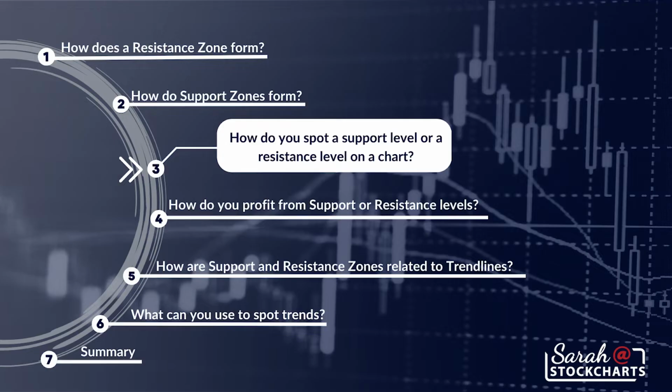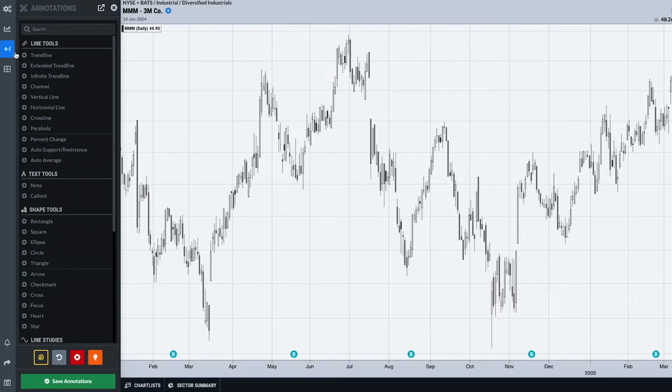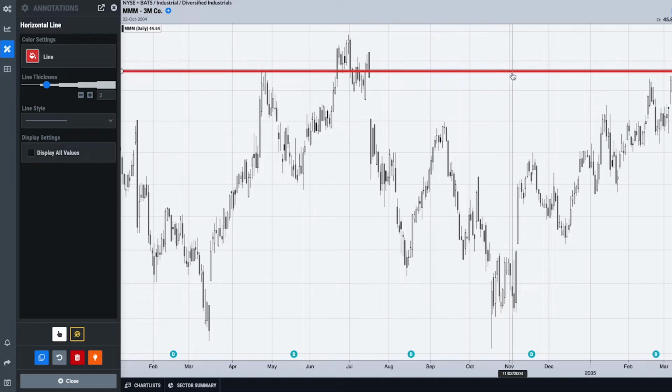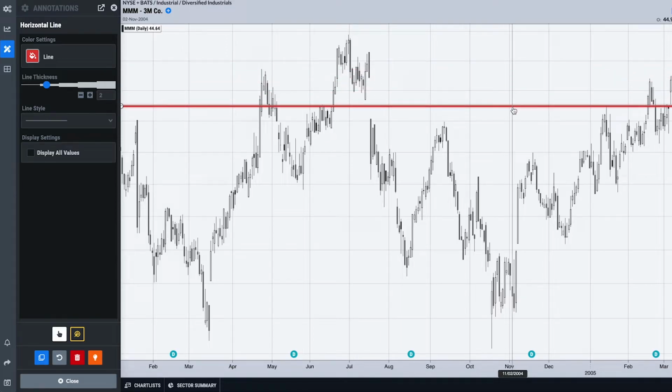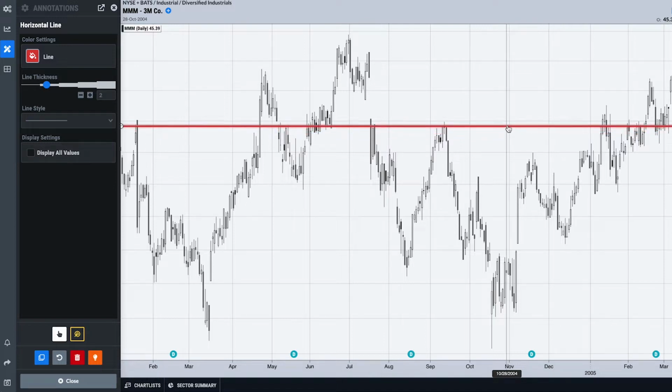How can you spot a support level or resistance level on a chart? There are two common ways to spot support and resistance levels on a chart, either by using horizontal annotation lines or by using the volume by price overlay. At StockCharts.com, when looking at the chart, you can always click on Annotate and then select the horizontal line tool to start searching for support and resistance levels. Simply use your mouse to move the line up and down on the chart until you find a place where prices appear to reverse and bounce off the line in the opposite direction.